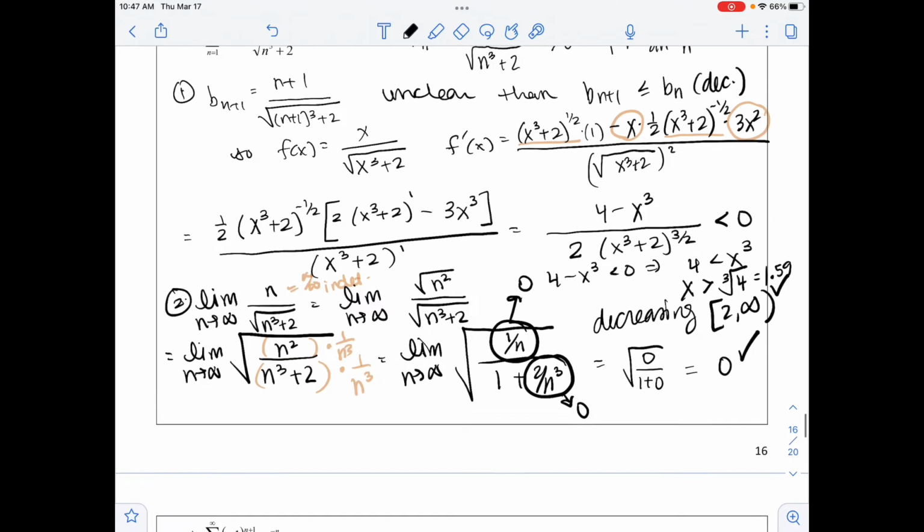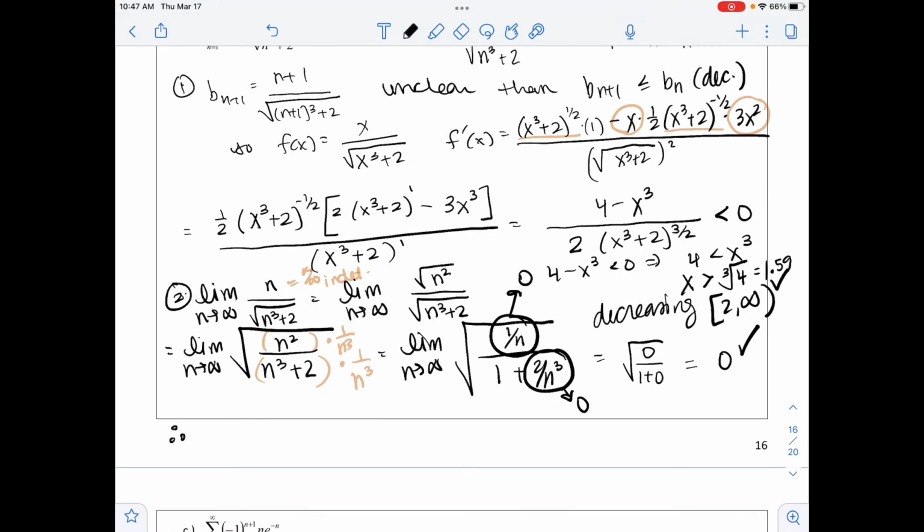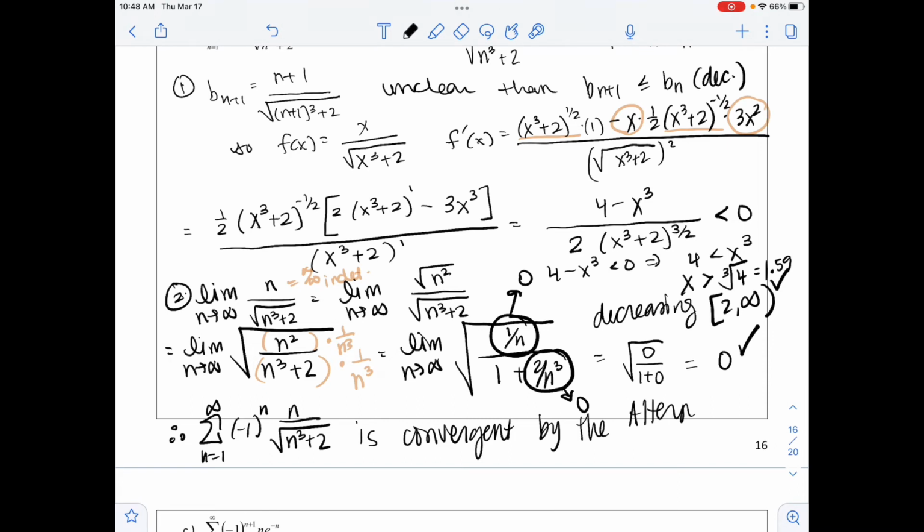And so therefore, we can say the sum from n equals 1 to infinity of our original function, which was negative 1 to the n times n over the square root of n cubed plus 2, is convergent. And this is by the alternating series test.